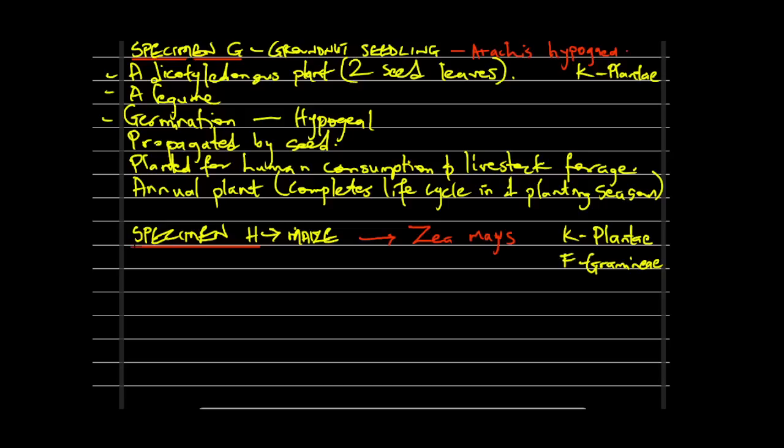Now, the one major difference between these two specimens here, because they both have the same type of germination, is that this here is a monocot. It is a monocotyledonous plant. That means it has one seed leaf. It is not a legume unlike the specimen G. The specimen G is a legume, but this one is not a legume. This particular one is a cereal.